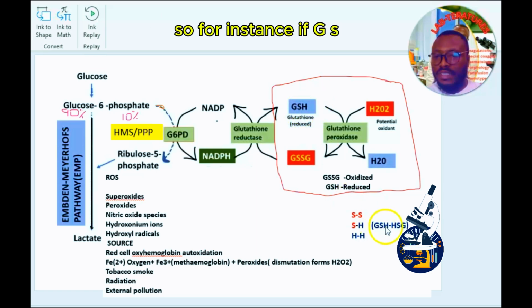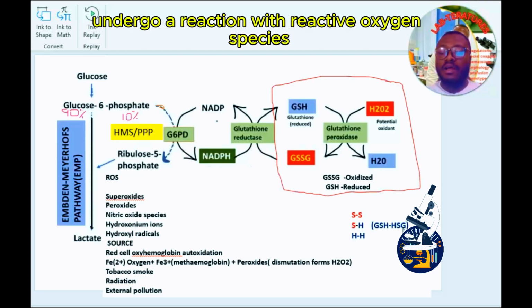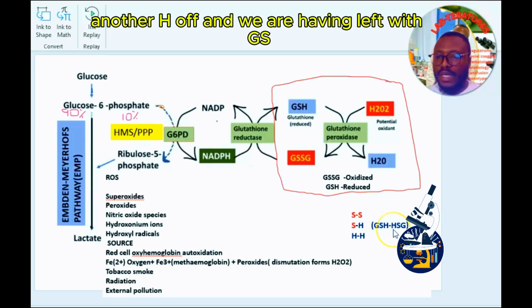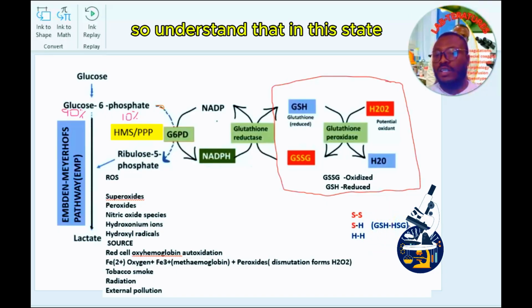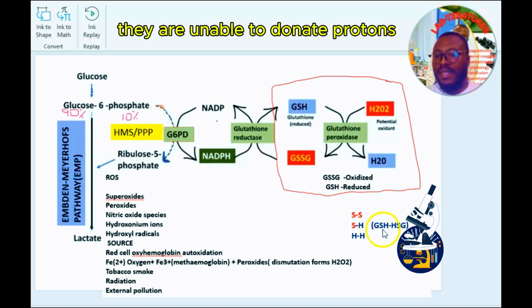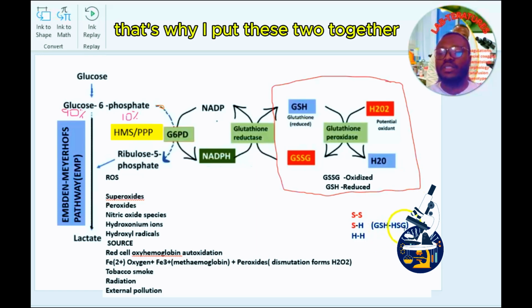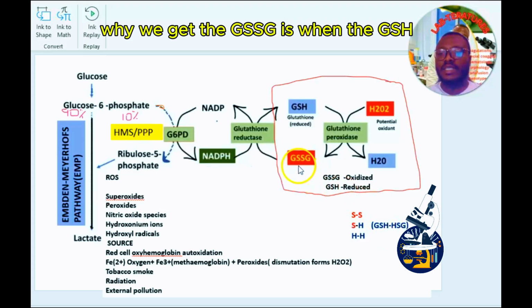So for instance, if GSH and this is GSH, when both of them undergo a reaction with reactive oxygen species and they lose their H, we have this H off, another H off, and we are left with GSSG. So understand that in this state they are unable to donate protons because they have lost the H and H. That's why I put these two together, so that you will know why we get the GSSG.